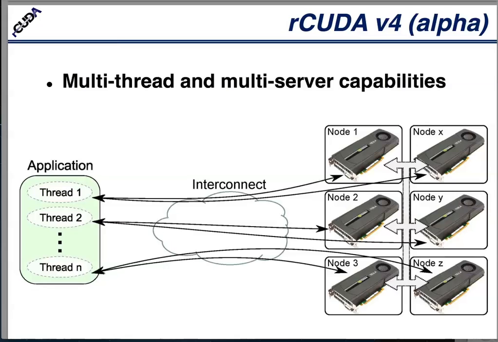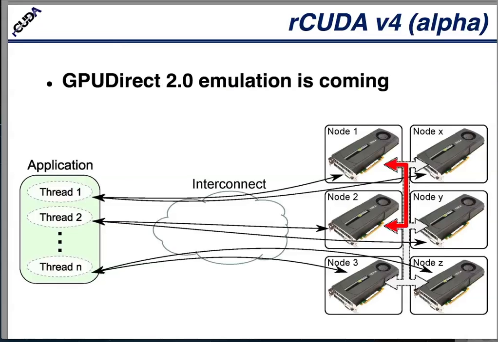What we don't have yet implemented in this alpha release is GPU Direct 2 emulation, so if the application tries to perform a device-to-device memory transfer between GPUs placed in different nodes, it's not working yet. We have to implement direct transfers between GPGPU servers without further involving the application. Remember that the application is not aware that it's using remote GPUs and they may be placed in different nodes.